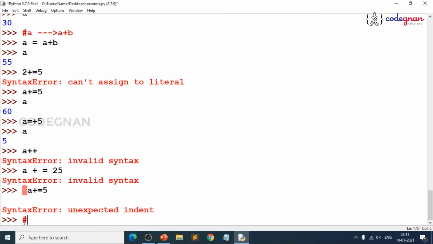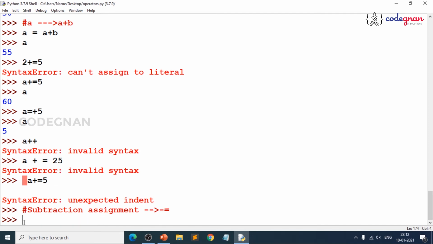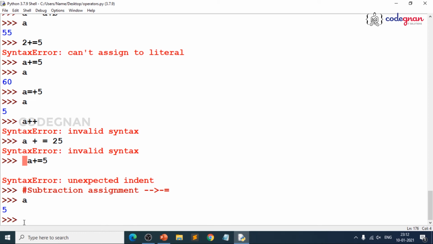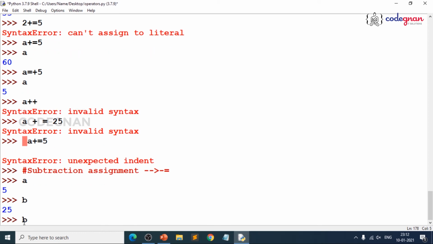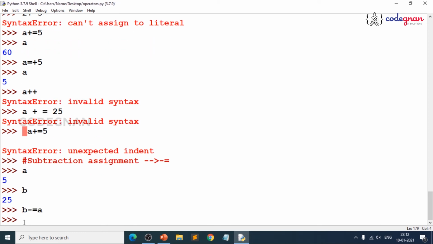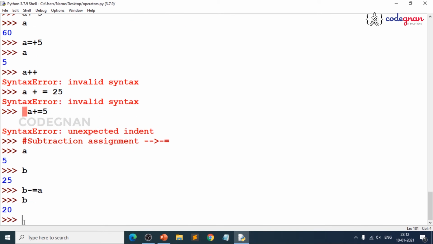The same thing goes for subtraction assignment, where you generally use minus equal to. The names are simple. When I go for subtraction assignment, you make it as minus equal to, that is it. If A is 5, let us take B. So I take B minus equal to A. That means the B value will be B equal to B minus A, 25 minus 5. It is as simple as it is. The same logic can be extended. If you got one point, it is very much easier, so you need not worry.